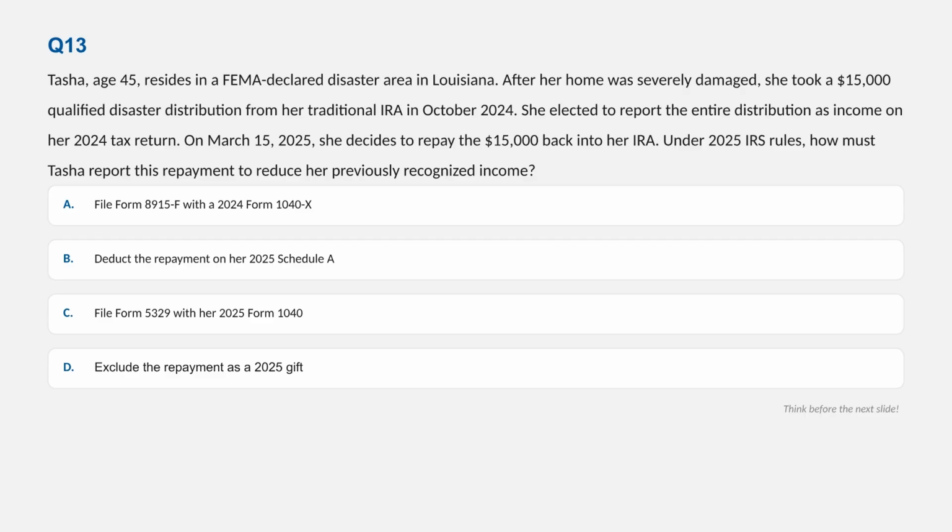A. File Form 8915F with a 2024 Form 1040X. B. Deduct the repayment on her 2025 Schedule A. C. File Form 5329 with her 2025 Form 1040. D. Exclude the repayment as a 2025 gift.